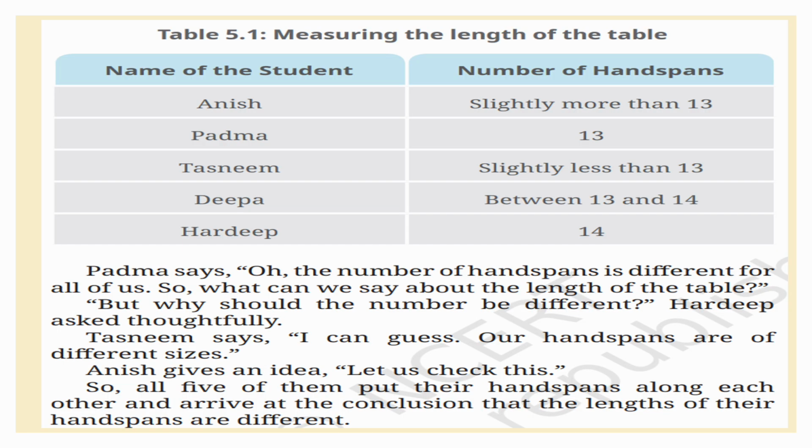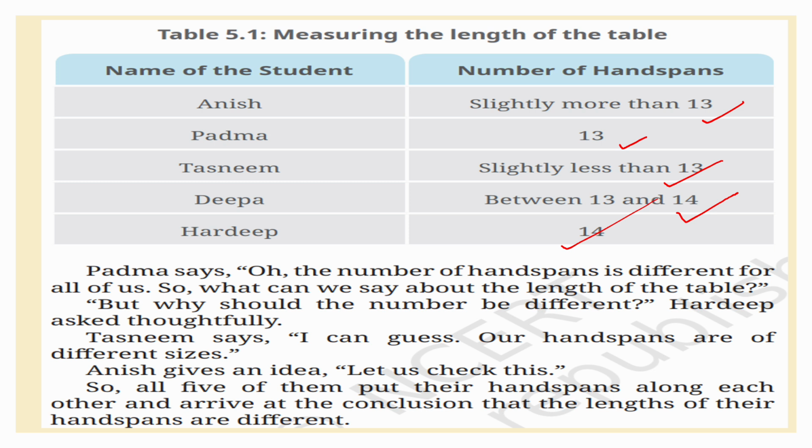So, the children measured the length of the table using handspan. See the readings here. Anish got slightly more than 13, Padma 13, Tasneem slightly less than 13, Deepa between 13 and 14, Hardeep 14. So they got different measurements.